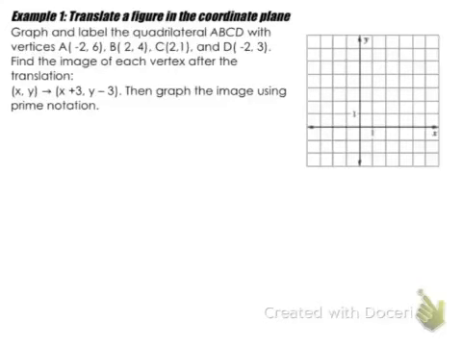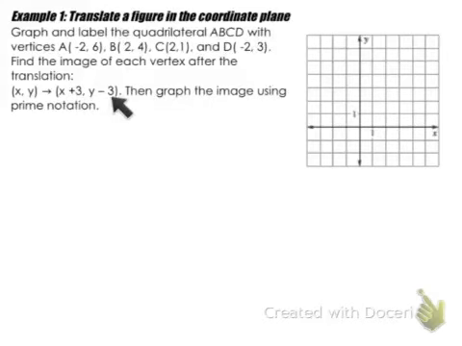In example 1, we have to translate a figure in the coordinate plane. It says graph and label the quadrilateral ABCD with vertices A, negative 2, 6, B is 2, 4, C is 2, 1, and D is negative 2, 3. We have to find the image of each vertex after the translation. Now this is the rule that is associated with the translation. It's telling us that the coordinates of x and y are being translated where the x, we're adding 3 to it, and the y, we're subtracting 3.